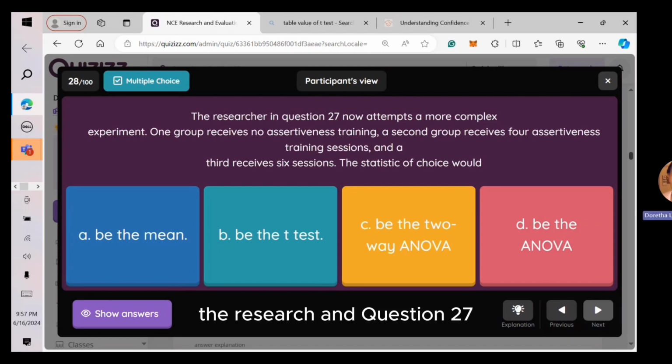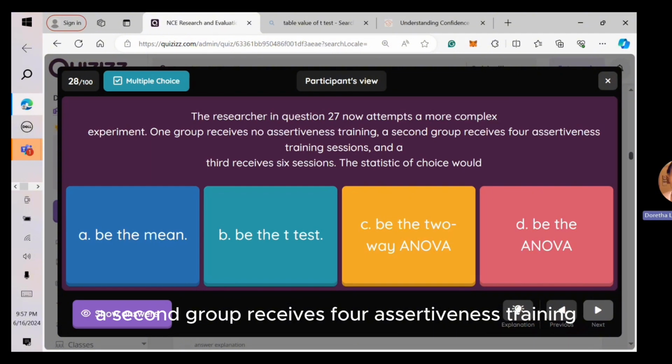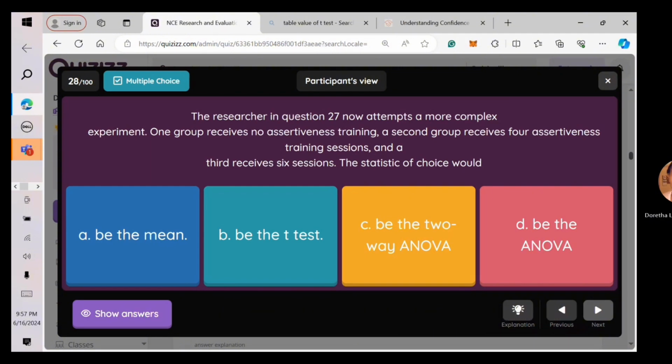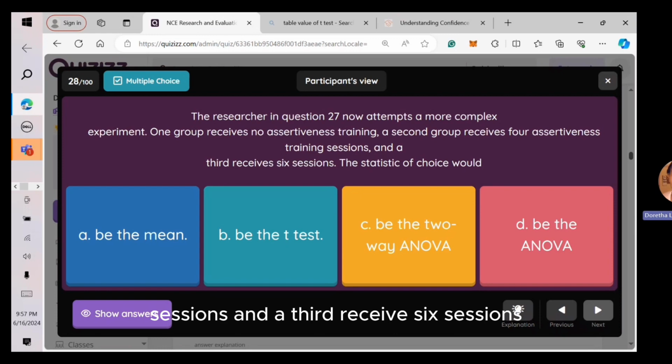The researcher in question 27 now attempts a more complex experiment. One group receives no assertiveness training. A second group receives 4 assertiveness training sessions, and a third receives 6 sessions. The statistic of choice would be... Now make sure you pause.